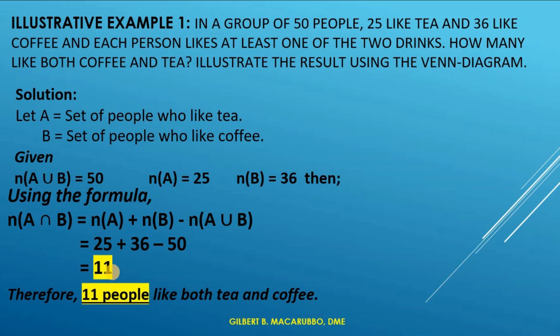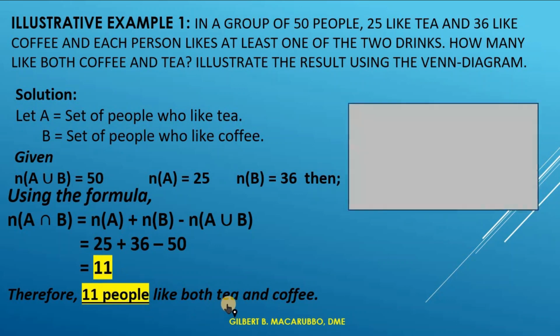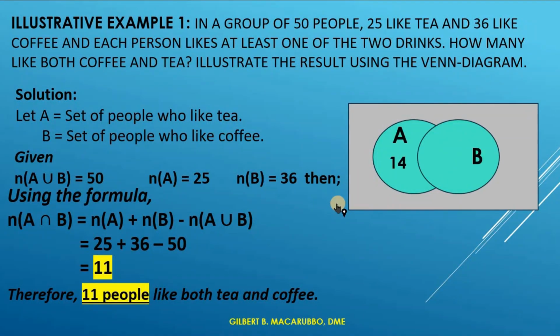Okay. So therefore, 11 people like both tea and coffee. So using the Venn diagram, the 11 is their intersection. So when we got that 11, we can easily find the numbers that are missing.